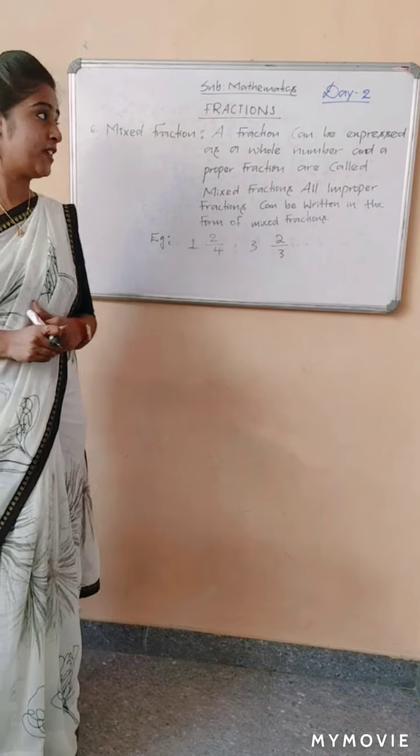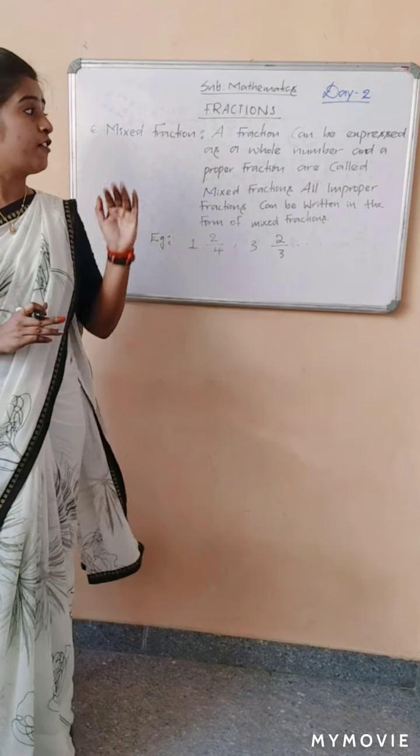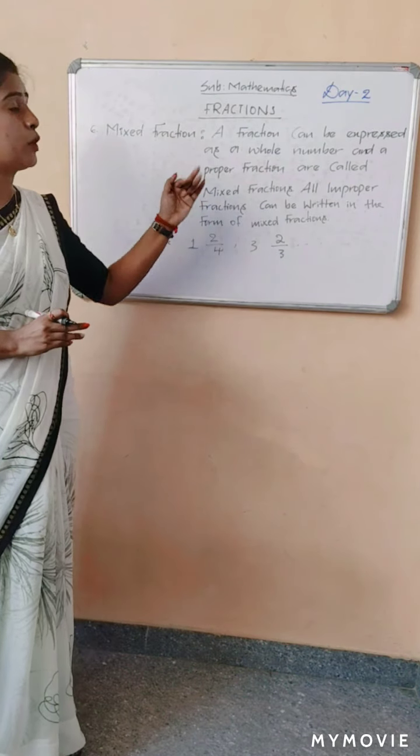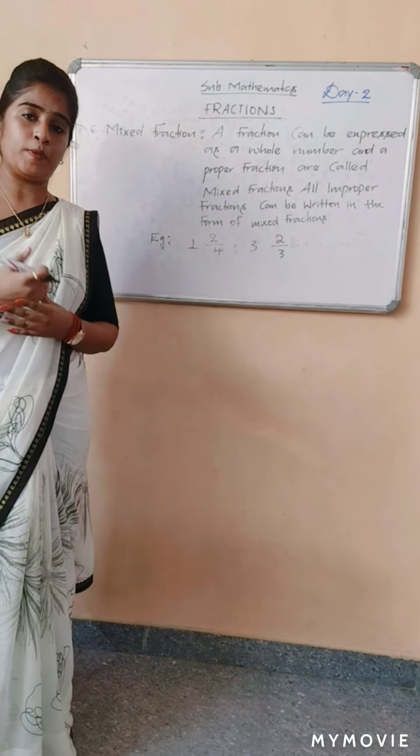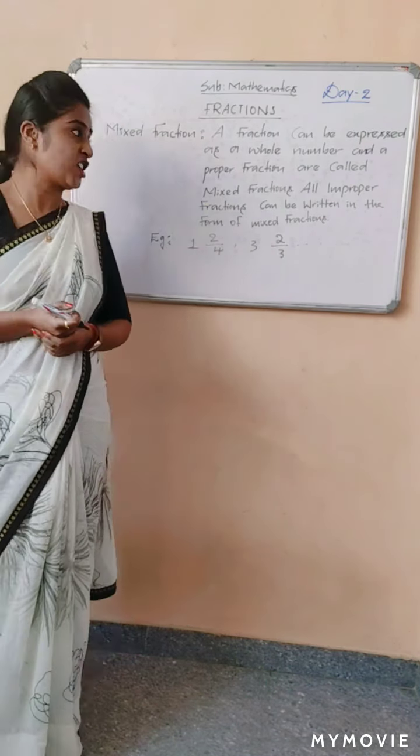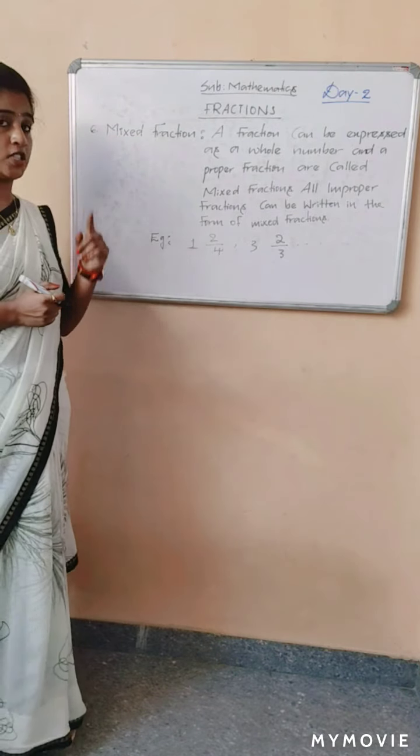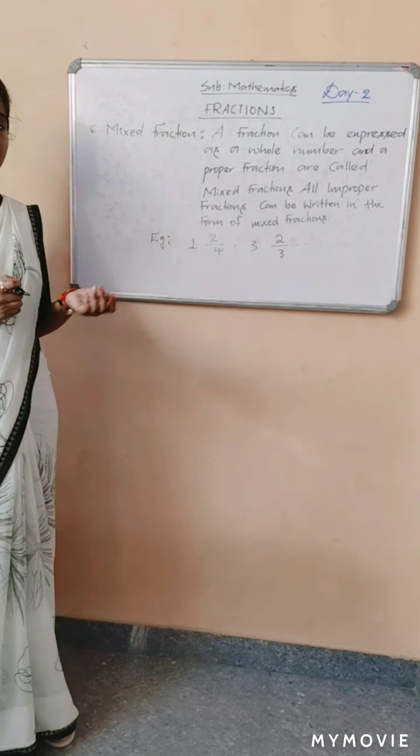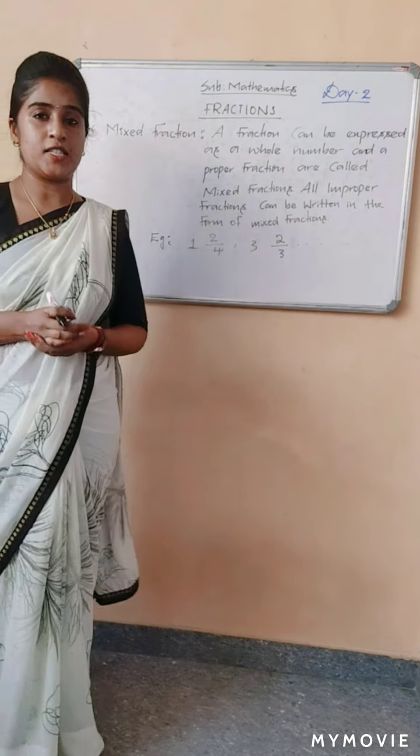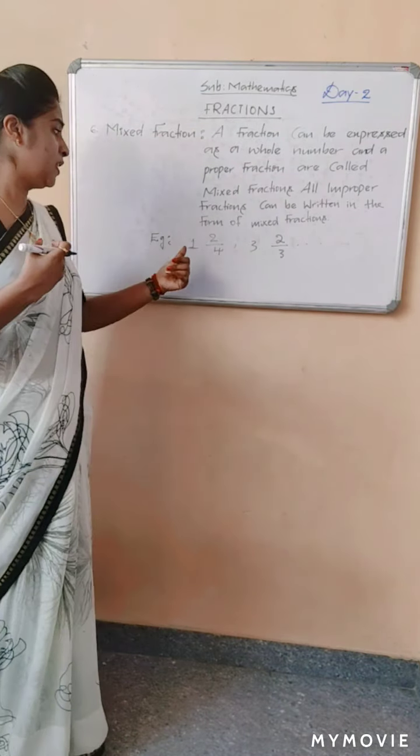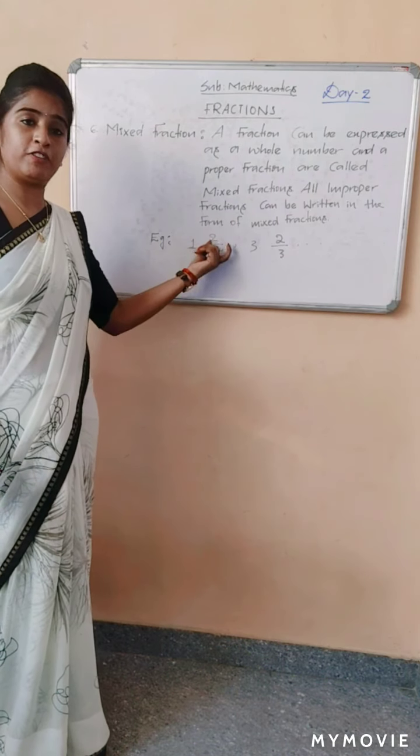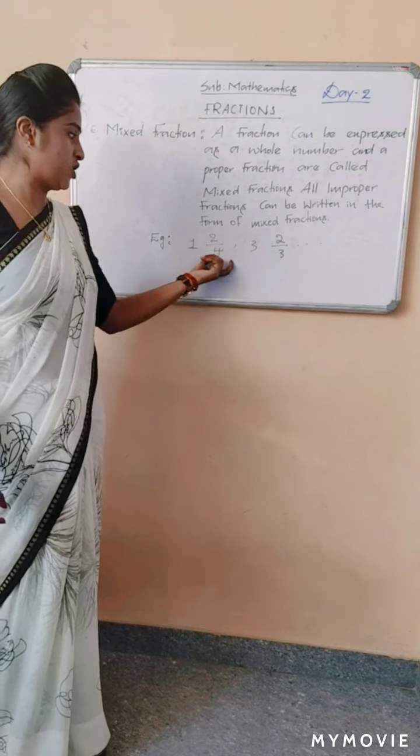And the next one is mixed fraction. A fraction that can be expressed as a whole number and a proper fraction, which is a combination of a whole number as well as a proper fraction, is called a mixed fraction. Also, always keep in mind that all improper fractions can be written in the form of mixed fractions. Suppose I am taking an example, 1 and 2 by 4. Here 1 is a whole number and 2 by 4 is a proper fraction, isn't it?